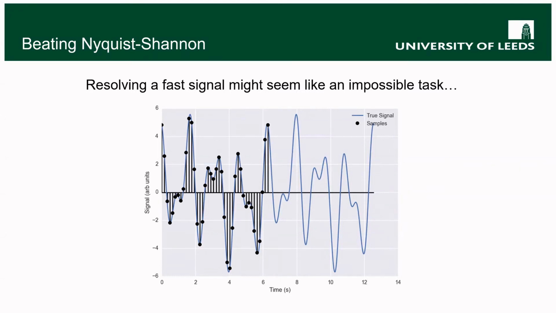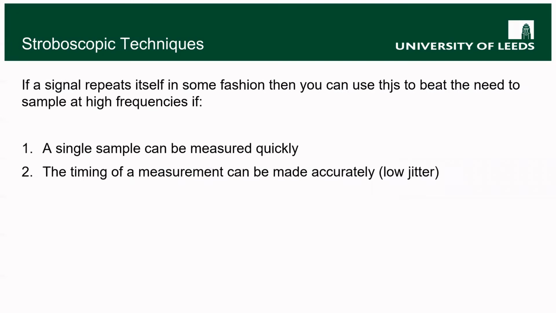So here again is a time-varying signal, and the black dots represent how fast we have to do the measurements in order to satisfy the Nyquist-Shannon theorem. And you might think that may get to a point where it was going to be too difficult to do. So there are some tricks we can play. A stroboscopic measurement allows us to, under some circumstances, reconstruct a very, very fast signal, even when we can't repeat the measurements. So it works best when you have a single sample that you can measure very, very quickly.